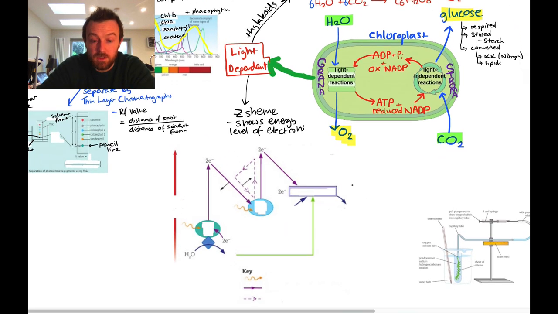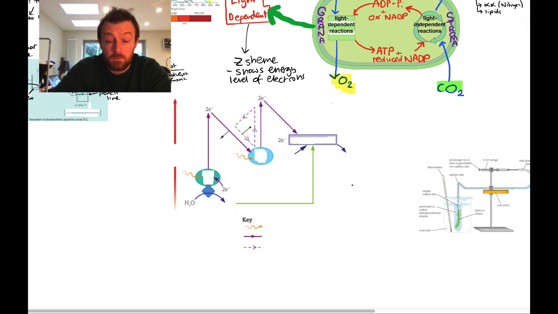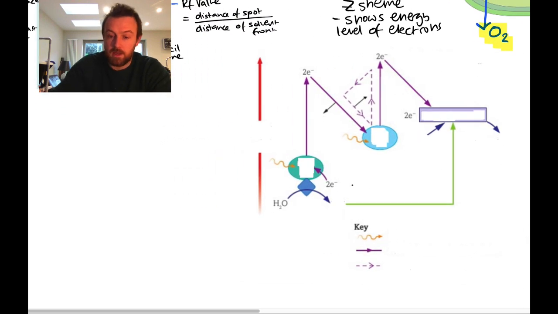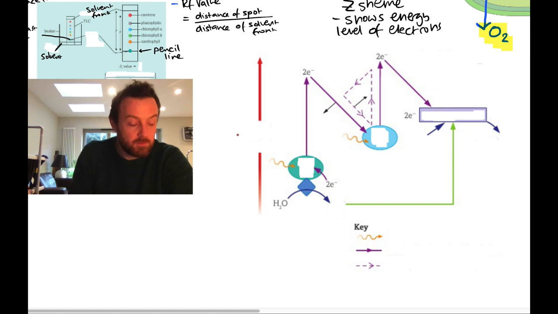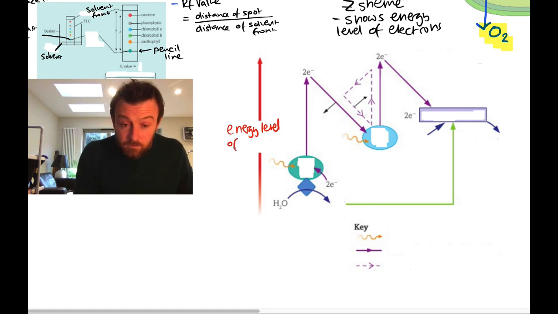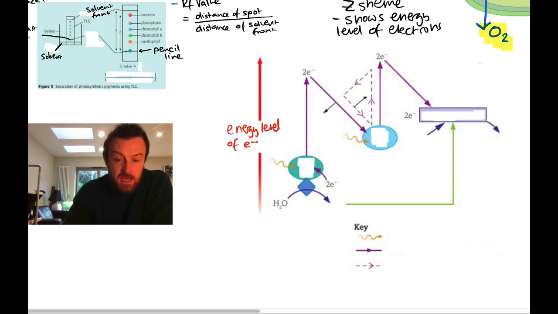So here we are. I'll zoom in a little bit more. All right, first thing, red refers to the energy level of the electrons. Then let's look at the key down below. This orange stuff here refers to photons of light. Light photon absorption, we could call it, to make it really clear.